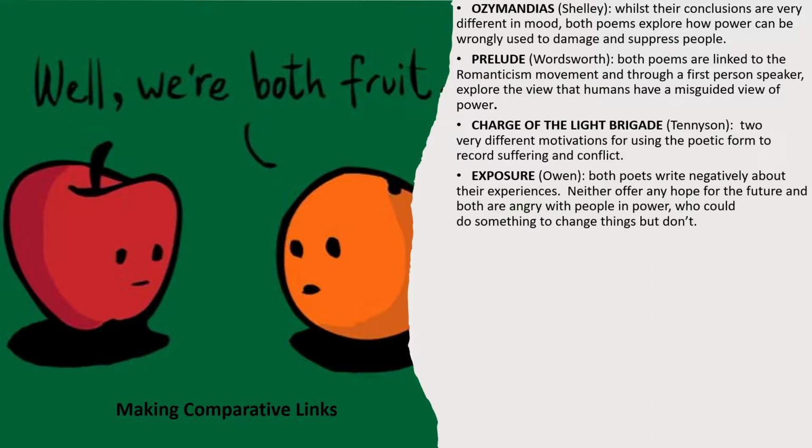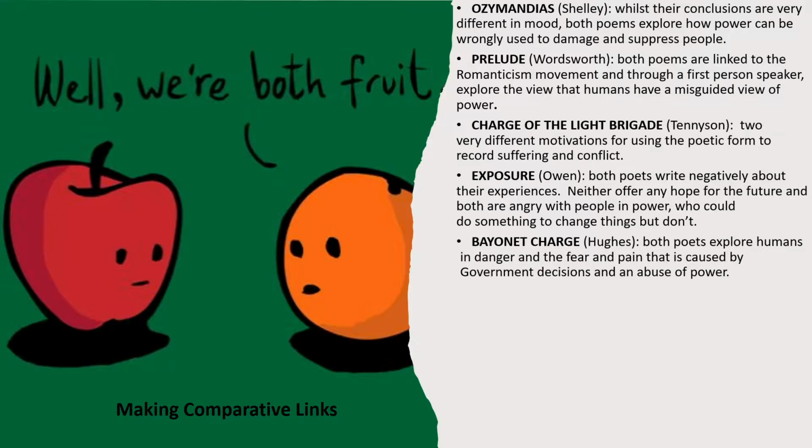And then Exposure by Owen, we've got both poets writing really negatively about their experiences and both writing on their own real life experiences really. Neither offer any hope for the future. Both are really angry throughout their poems with the people who are in power, who could do something to change things, but don't. In Bayonet Charge by Ted Hughes, we've got both poets here exploring humans in danger and the fear and pain that's caused by government decisions, and then that same idea of an abuse of power.